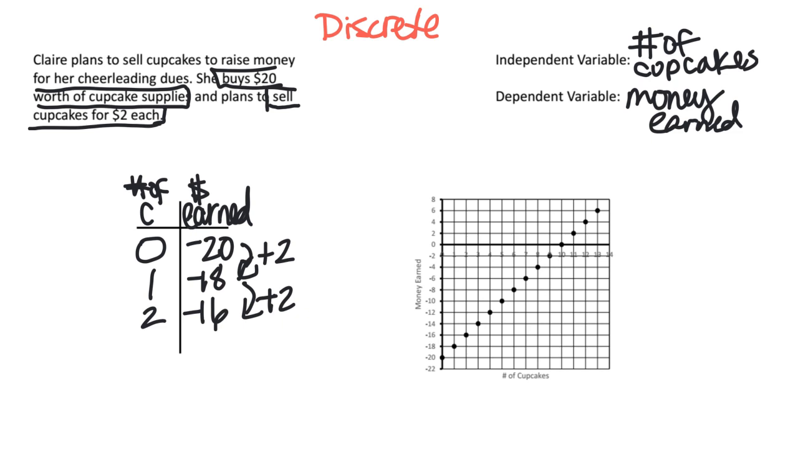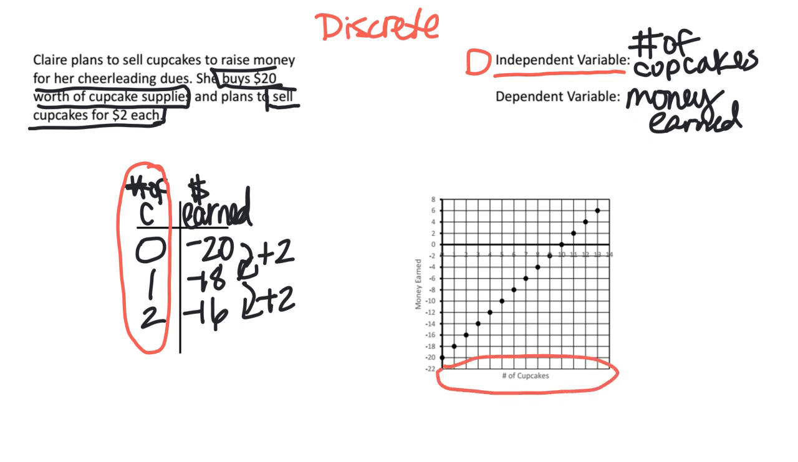So I'm going to go ahead and underline independent variable. So we know that our domain is actually going to be talking about the number of cupcakes. So I'm going to circle domain in my table. I'm also going to circle it on my graph. So I know that I have to be talking about the number of cupcakes when I write the domain.